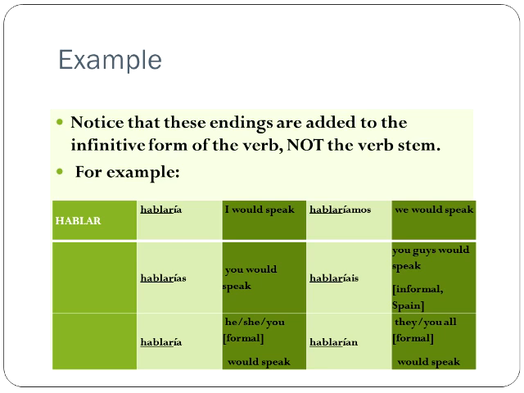Yo hablaría. And that is I would speak. The second one would be tú hablarías. You would speak. The next one is hablaría. He, she, you would speak. Then we have hablaríamos, which goes with nosotros, nosotras, we would speak. Hablaríais, you guys would speak. Hablarían, they or you all would speak.